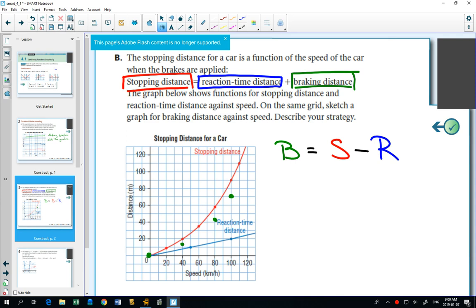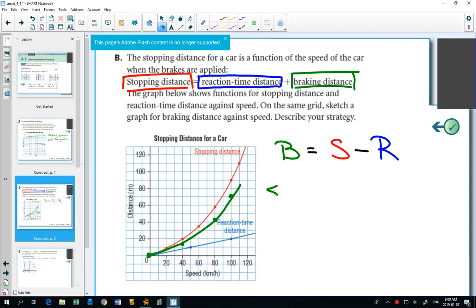I love that situation, right? Your car is stopped. The puppy runs out. You go, ah, puppy. You don't travel at any distance while you react, but you still slam on the brakes and don't travel any distance till you stop. And so we can draw our graph here in between. That would be our braking distance.